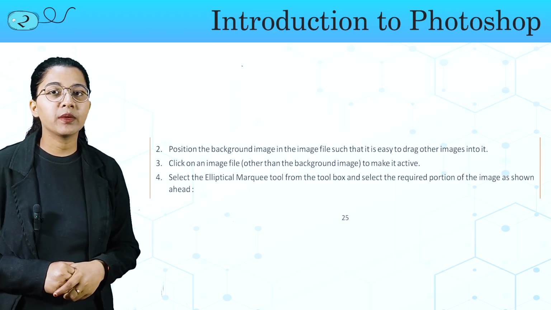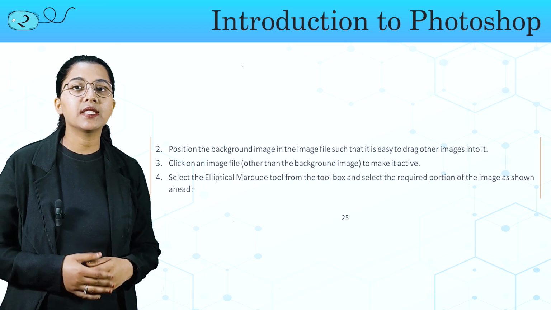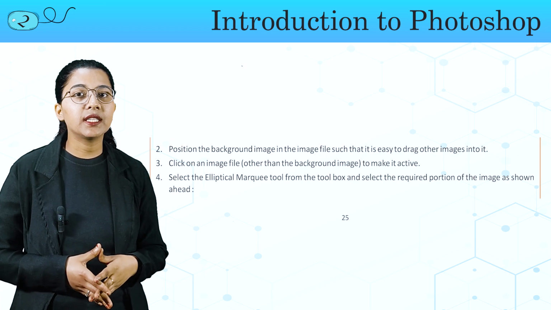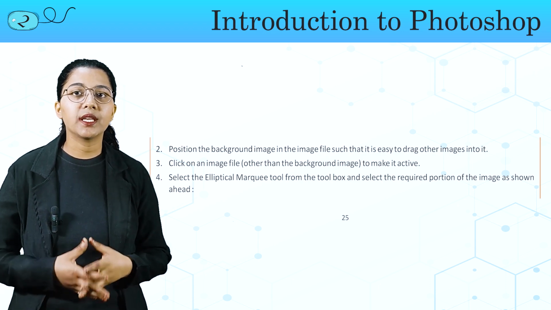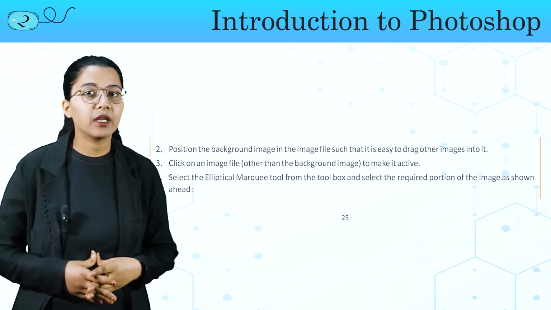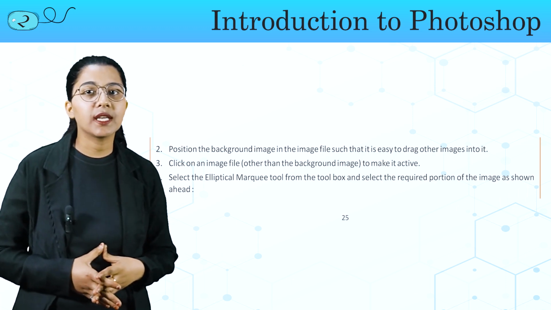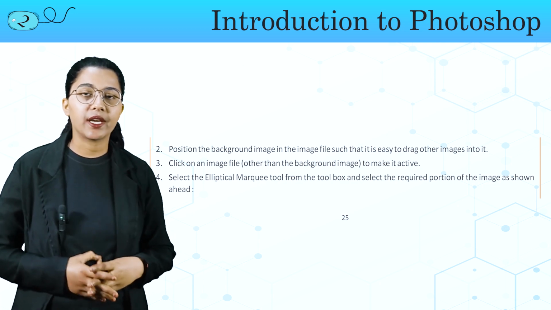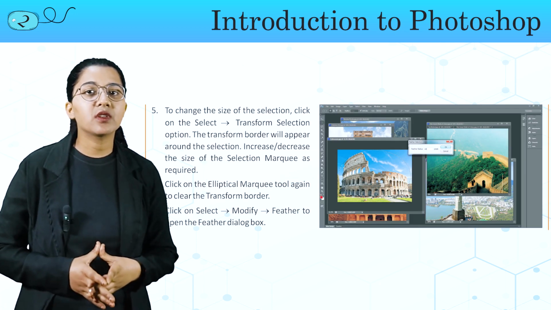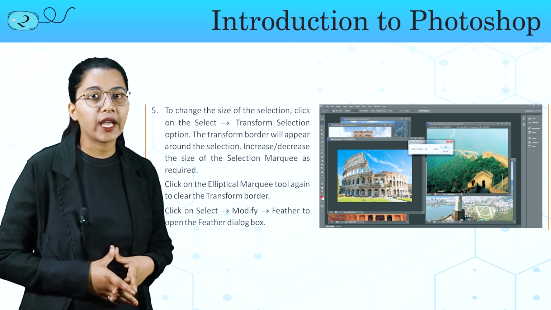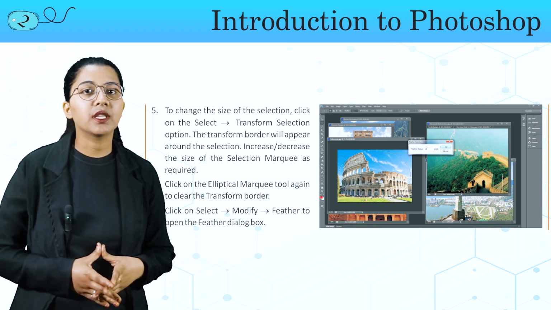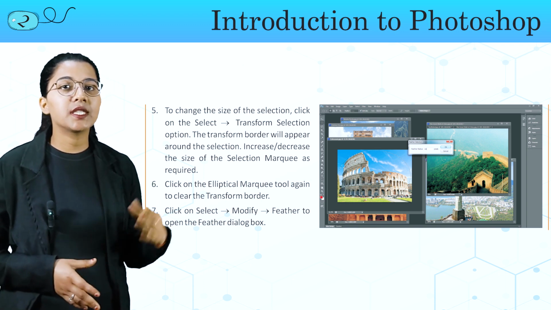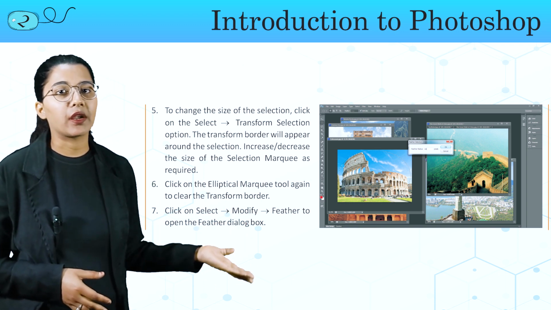Second, position the background image in the image window such that it's easy to drag other images into it. 3. Click on an image file other than the background image to make it active. 4. Select the Elliptical Marquee tool from the toolbox and select the required portion of the image as shown ahead. 5. To change the size of the selection, click on the Select, Transform Selection option. The transform border will appear around the selection. Increase or decrease the size of the selection marquee as required.